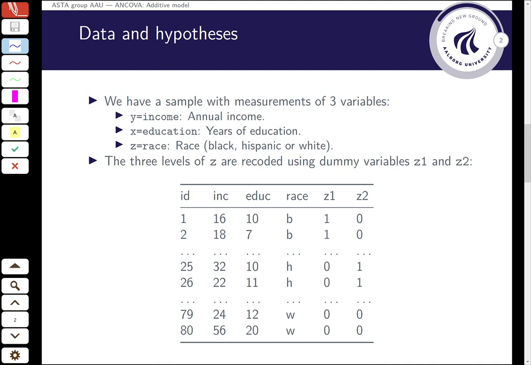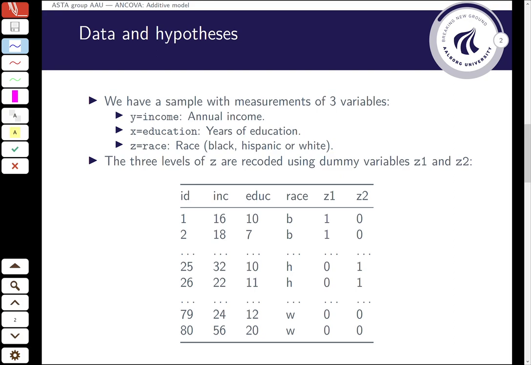So we are looking at three variables: the annual income, which will be our response, years of education, which is one of the explanatory variables, and the race, which is the other explanatory variable. And race has three different levels: black, Hispanic, or white, and we can recode that using dummy variables. When we have three levels, we need two dummy variables, Z1 and Z2, as previously explained in another lecture. And here's a brief overview of what the data looks like, and we have 80 different individuals in this sample.